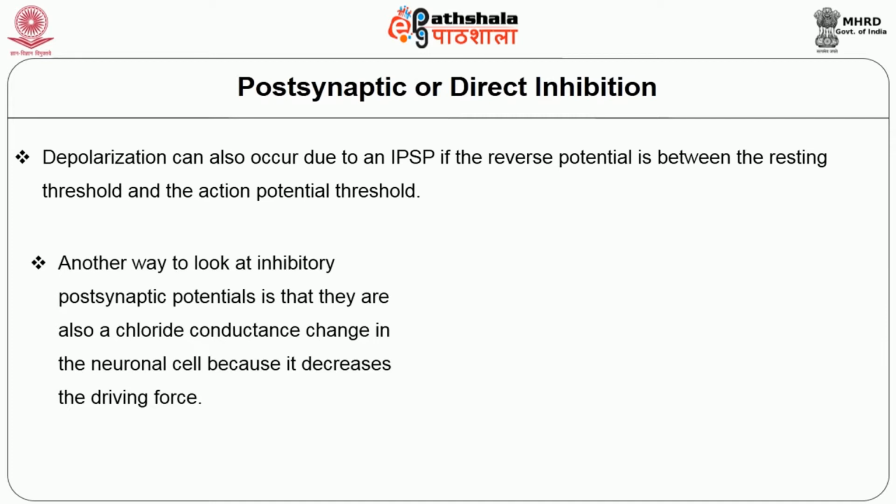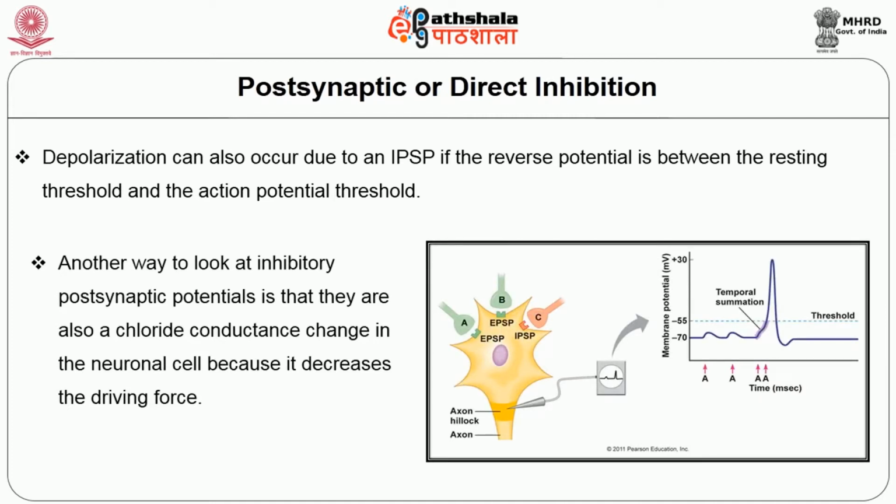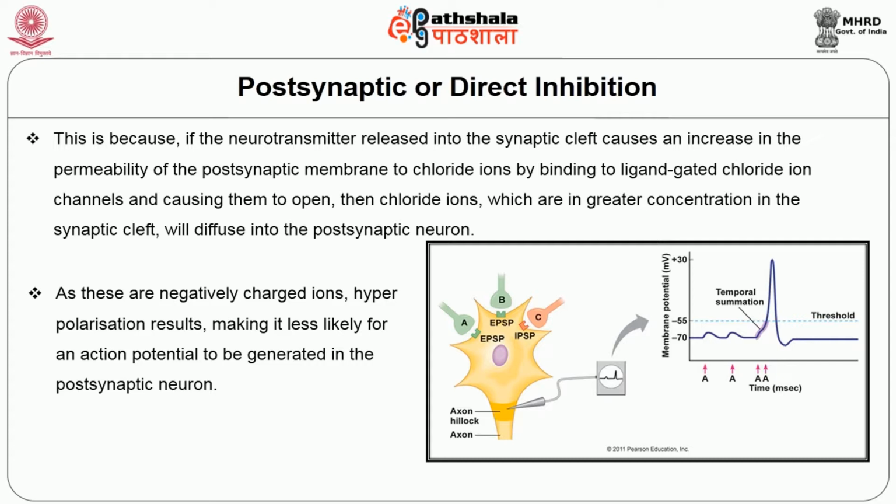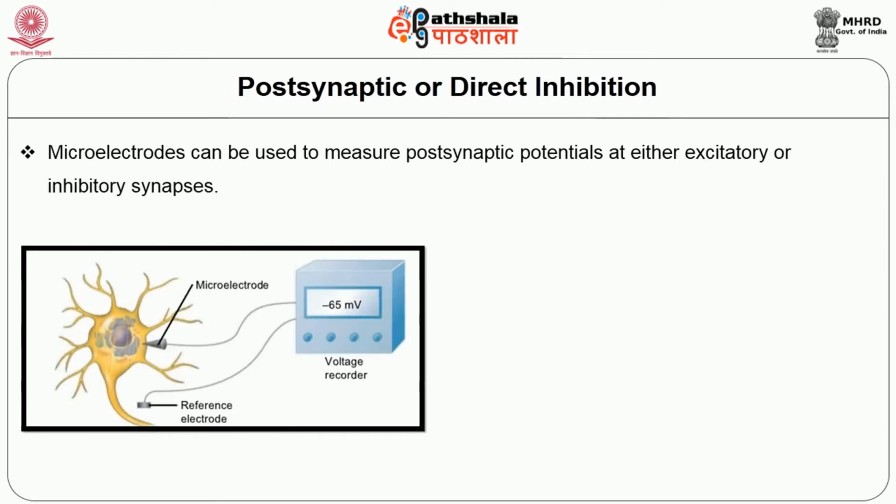Another way to look at inhibitory postsynaptic potential is that there is also a chloride conductance change in the neuronal cell because it decreases the driving force. This is because if the neurotransmitter is released into the synaptic cleft, it causes an increase in the permeability of the postsynaptic membrane to chloride ions by binding to the ligand-gated chloride ion channels and therefore causing them to open. Then the chloride ions, which are in greater concentration in the synaptic cleft, will diffuse into the postsynaptic neuron. As these are negatively charged ions, hyperpolarization results, making it less likely for an action potential to be generated in the postsynaptic neuron. Microelectrodes can be used to measure these postsynaptic potentials at either excitatory or inhibitory synapses.